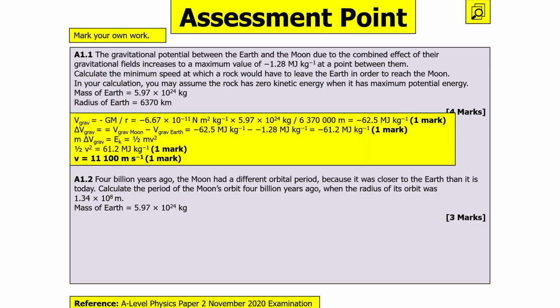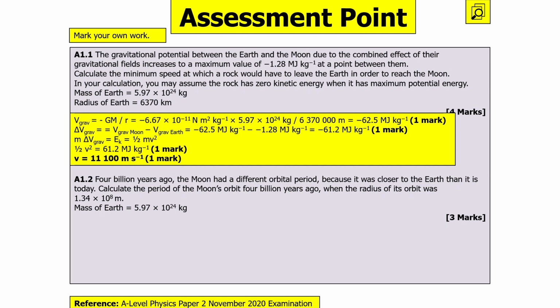Right, we know that V is equal to minus GM over r. So you pop in all the values, convert the kilometers into meters, and we get minus 62.5 megajoules per kilogram. The change in gravitational potential is the Moon's gravitational potential minus the Earth's gravitational potential. So we get minus 61.2 megajoules per kilogram.